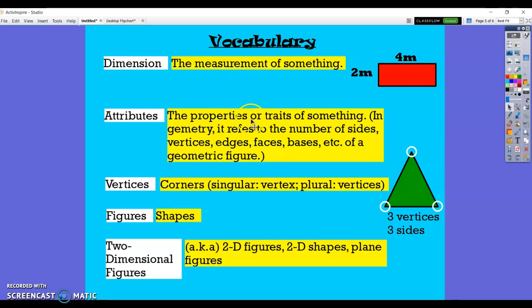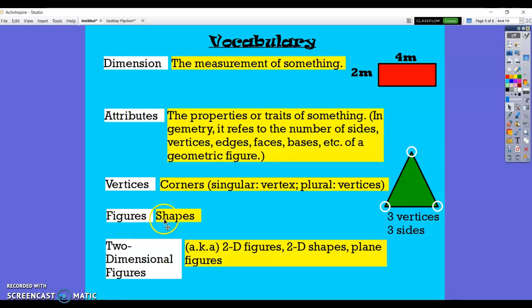Attributes are the properties or traits of something. In geometry, it refers to the number of sides, vertices, edges, faces, bases. We'll talk about those words when we talk about 3-dimensional figures. Vertices means the corners. On this triangle, there are 1, 2, 3 corners. So we say there are 3 vertices. Be careful, the word vertices is a plural noun. If you are only talking about 1 corner, we say it is 1 vertex. This is a singular noun.